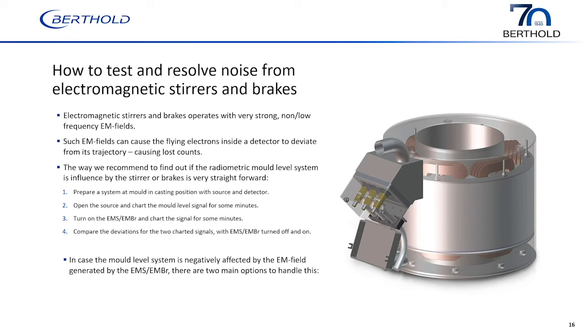In case you have a difference between these two signals, or you have a negative influence from the field from a stereo break, there are actually two main options for you to battle this. The first option would be to change the mold level detector to a detector that is silicon photomultiplier based. This is a new technology. It's only offered by Berthold. And the detector based on silicon photomultiplier is totally immune towards electromagnetic fields.